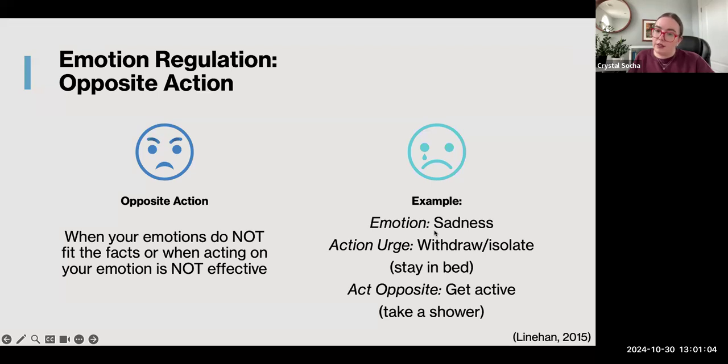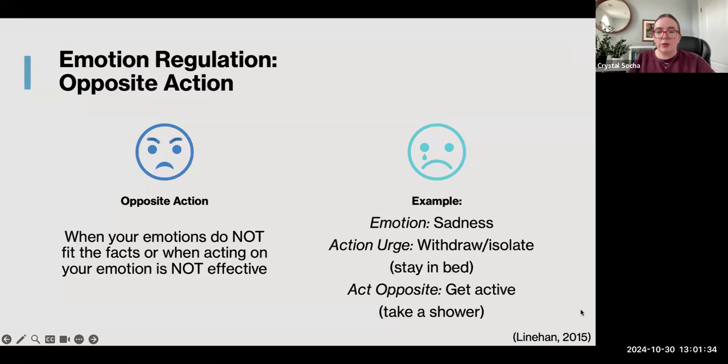So the opposite of withdrawing or isolating might be getting active. And that might look like, let's put one foot on the ground. You know, you've been in your home for quite some time. I wonder what it might be like to put 2 feet on the ground outside of your bed. And then could you stand up? And then could you walk to your desk? And then could you go to the bathroom and brush your teeth? And then continuing to act opposite all the way.